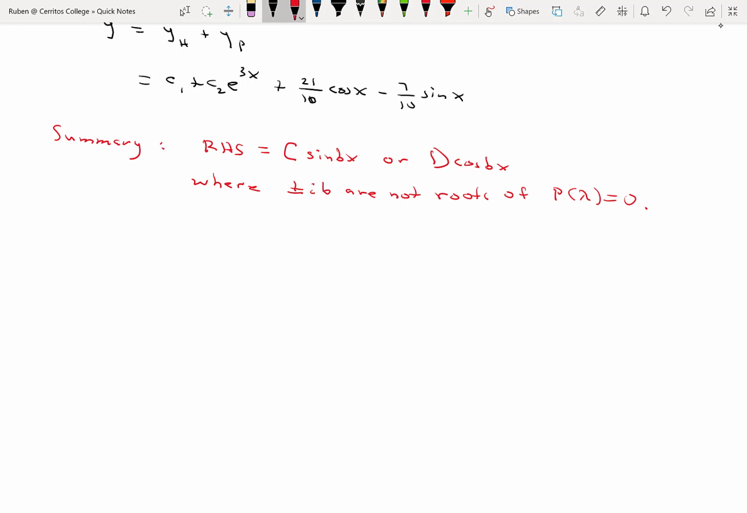If that's the case, then we can go directly to y sub p. If it has either sine or cosine, y sub p will have both sines and cosines. Y sub p will look like some a cosine bx plus b sine bx. It's important to understand that the right-hand side doesn't have to have both sine and cosine in it, but the assumption about y sub p is that it has both. It may turn out that a or b is zero, but that's not generally the case.